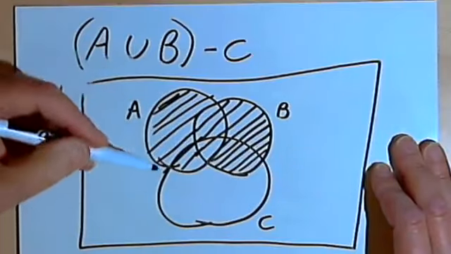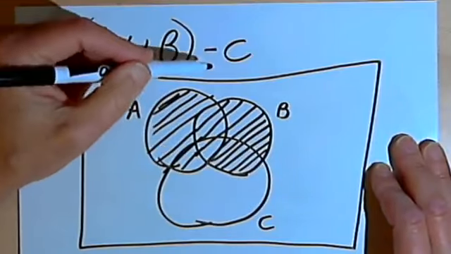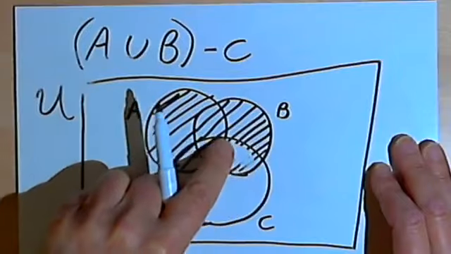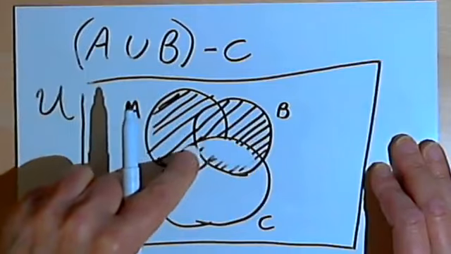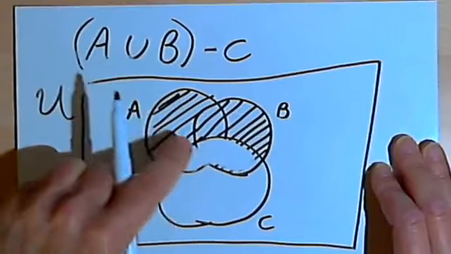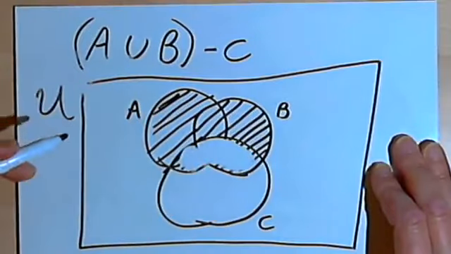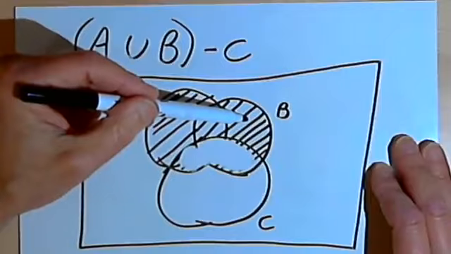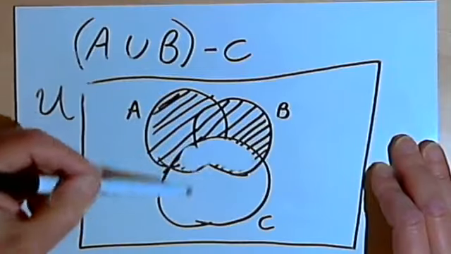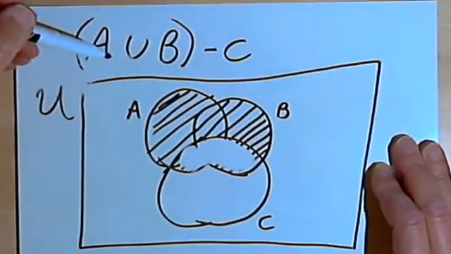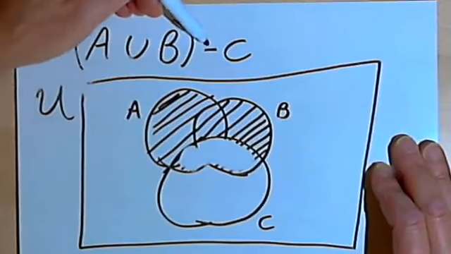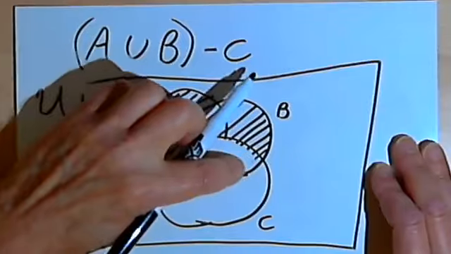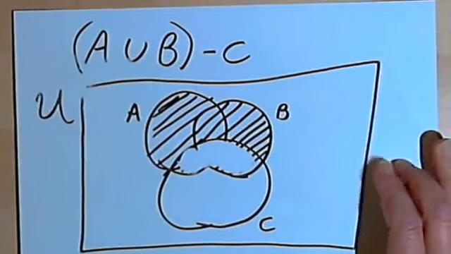And now what I want to do is take out the part that's in C. So what I'm going to do is erase or unshade all of the area that's inside circle C. And what I'm left with is basically just anything that's in A as well as anything that's in B, for both of them that are not in C. So that was the union of A and B, and then I took away anything that happened to be in C. Okay, a few more.